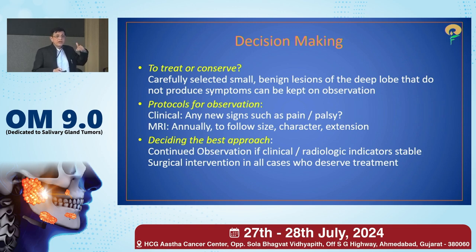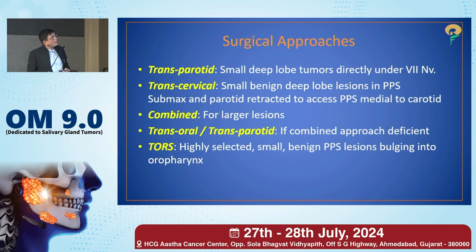In some of them, which have very overtly benign characteristics, they may be followed if they are in the deep lobe, not producing any symptoms, just found incidentally. Deciding the best approach, continued observation if the clinical and radiologic indicators are stable, and surgical intervention in all those who deserve treatment.